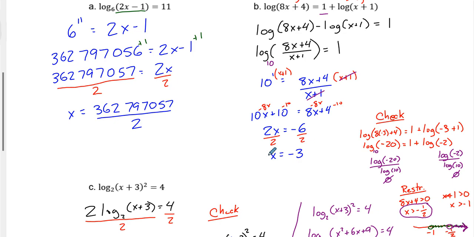And if we go back to our question, x equaling negative 3, well, our answer is not greater than negative 1/2. Negative 3 is not bigger than negative 1/2. So it means that x can't equal negative 3. In this question, we have a null set or a no solution. And this is a question that just doesn't work.